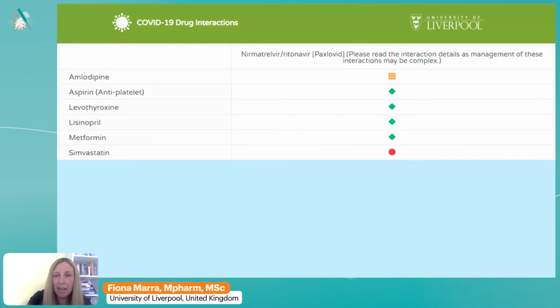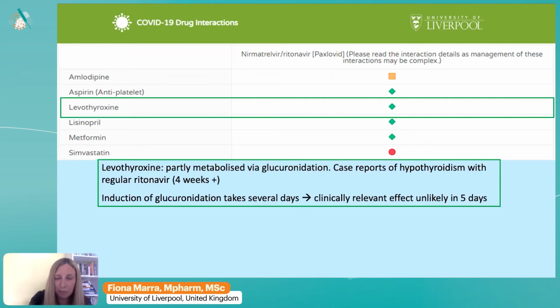We can go ahead. What about the drug interactions? Well, there's an amber for amlodipine, which I'll mention, and a red for simvastatin. But first of all, levothyroxine is something that we got questions about. It's partly metabolized via glucuronidation, and there are some case reports of hypothyroidism with regular ritonavir use for more than 4 weeks. So again, we're looking at long-term data in HIV. The induction of glucuronidation takes several days. This is not going to be a concern in a 5-day course. So this is a green interaction.